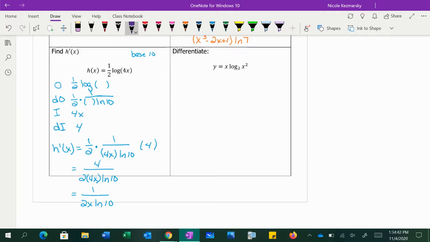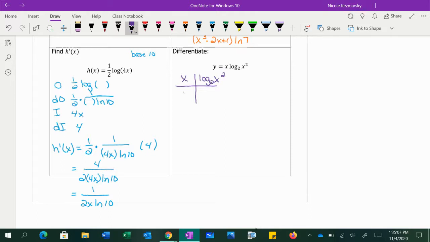Save the best for last. This one, when you look at it, I see 2 x's multiplied together. It's x times the log of x squared. So we're going to have to do product rule with this one. So I'm going to go ahead and set up my box, put my x and my log of x squared base 2.